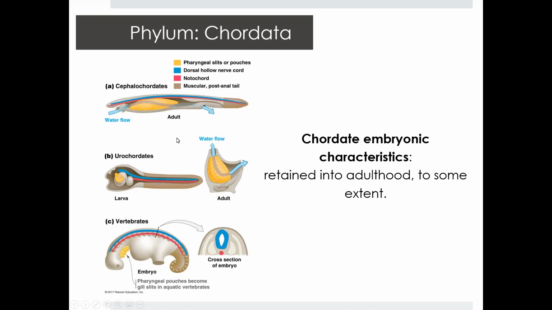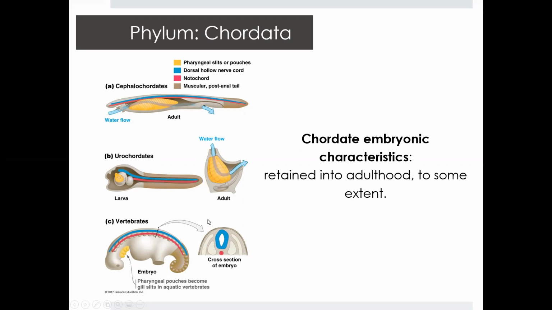And we can see that within urochordates, during development, all 4 of these characteristics are still present using the same color-coded system. We have a dorsal hollow nerve cord, we have a notochord, we have the presence of these pharyngeal pouches in this case, and we have a muscular post-anal tail. But as I mentioned before, not all organisms retain all 4 of these chordate characteristics into their adulthood. And we can see that in an adult urochordate, the only chordate embryonic characteristic that is retained is the presence of this pharyngeal pouch within the organism.